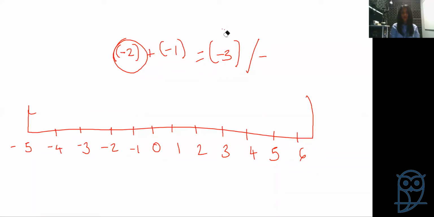Okay, moving along, now if I had to work with a number like, sorry guys, I'm having a bit of a hassle with my pen.